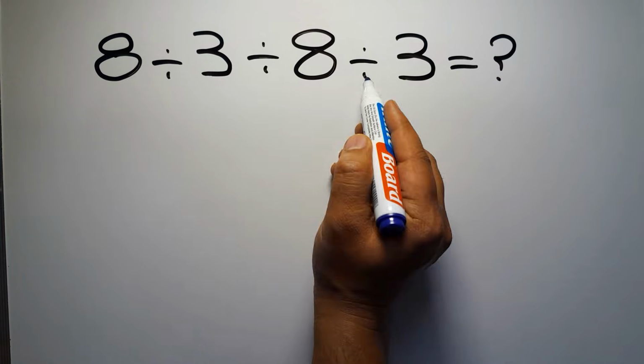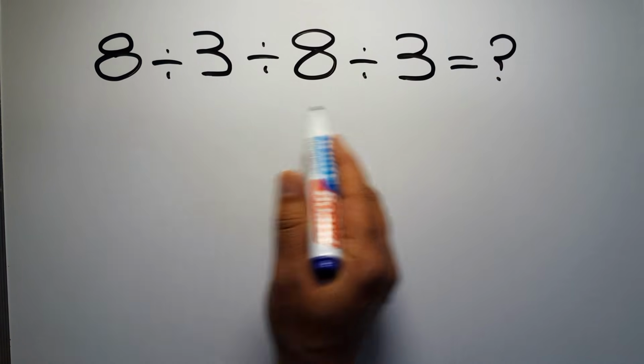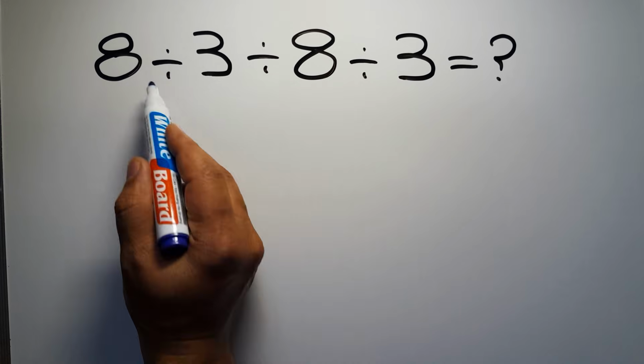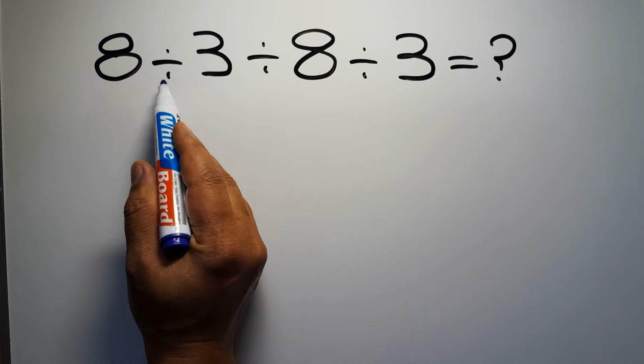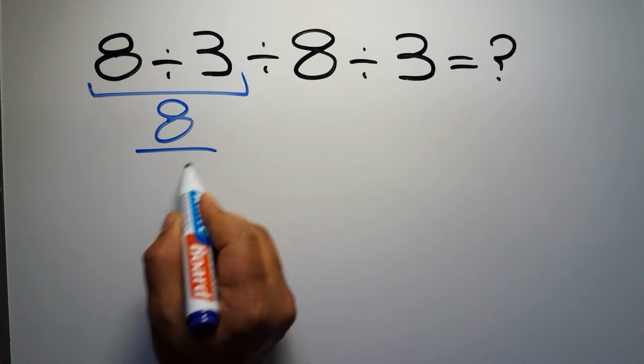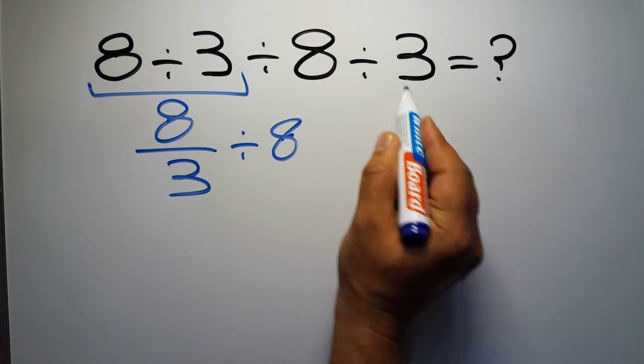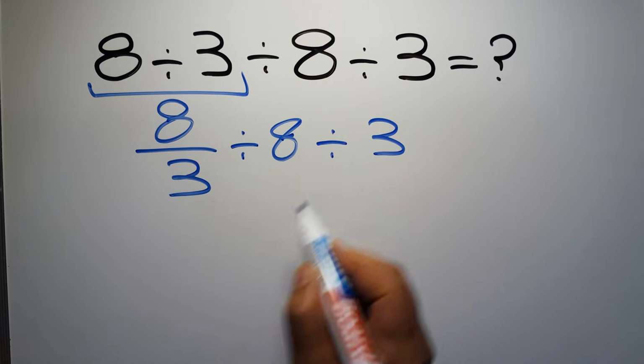In this expression, we have 3 divisions, and when we have more than one division in an expression, we have to work from left to right. So here first we have to do this division. 8 divided by 3 can be written as 8 over 3. Then divided by 8 and divided by 3.